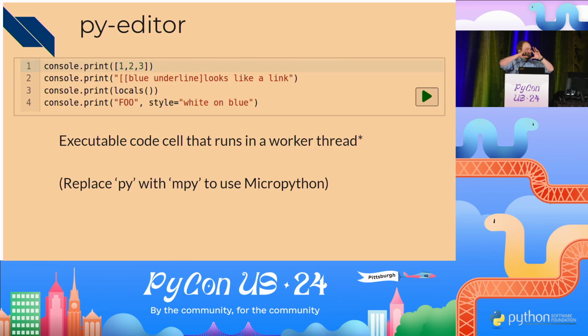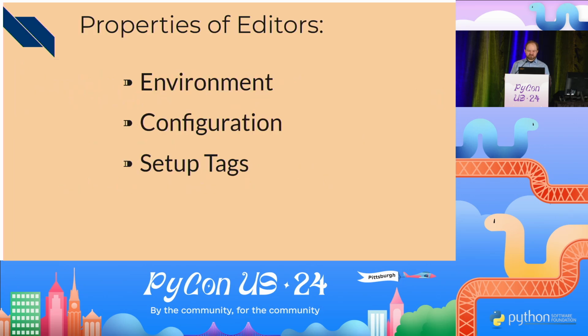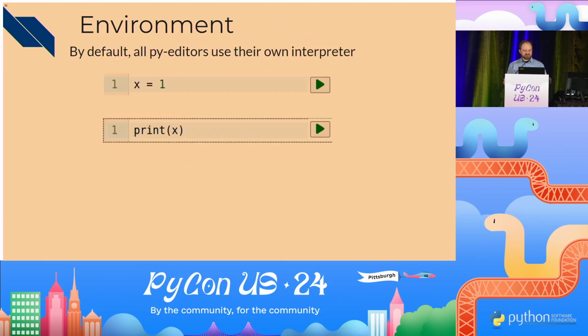Let's look at how you actually get these editor cells onto your page. I'm going to focus at a sort of conceptual level, a high level to start with, and then I'll show you how you actually would inject it into Sphinx or MkDocs or HTML, depending on what your deployment is, right? So we'll start high level, and we'll work our way down. There are 3 properties of editors that you'll want to know: environment, configuration, and what we call set of tags.